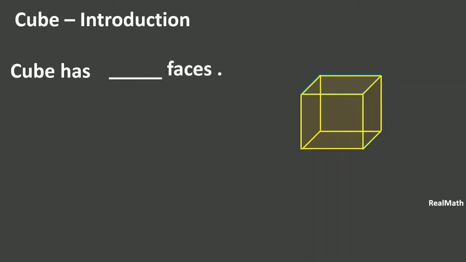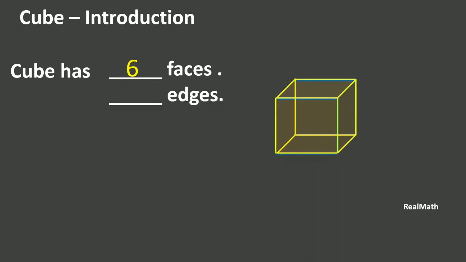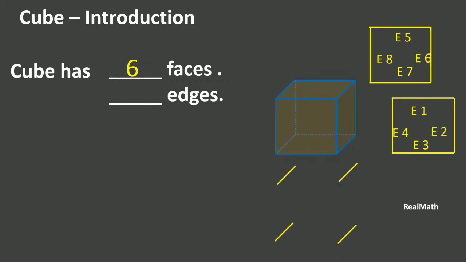A cube has how many faces? It has got 6 faces. Sidewise they have 4 faces, top and bottom there are 2 faces. So totally it has 6 faces. And how many edges? Edges is the length. It has got 12 edges. You can see the picture. Now it has got 12 edges.